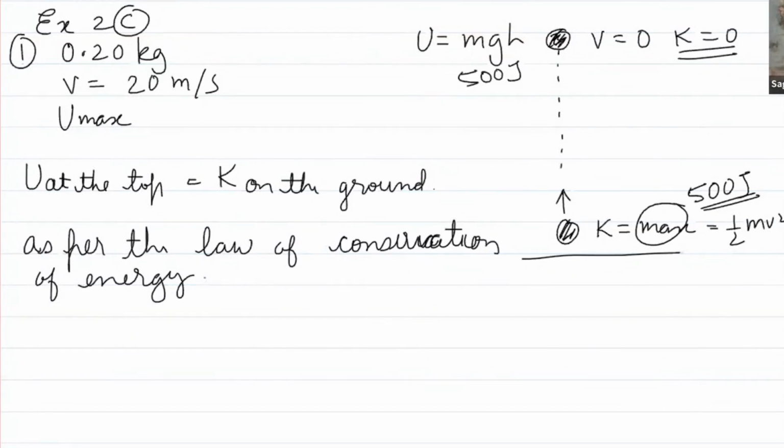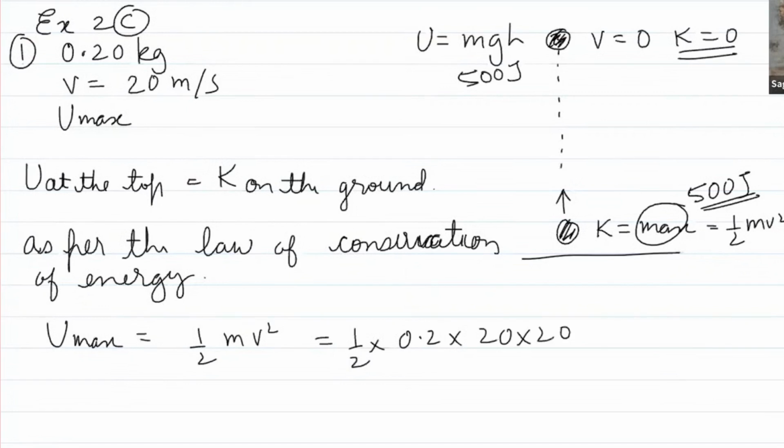If you read the question, it has given you mass, it has given you velocity, but what is asked is the maximum potential energy. Do you follow that? If you want to find the potential energy at the maximum height, that will be the kinetic energy on the ground, and that is half mv squared. So that is half into 0.2 into 20 into 20. So this will be 0.1 into 400. So the maximum kinetic energy is equal to 40 joules.